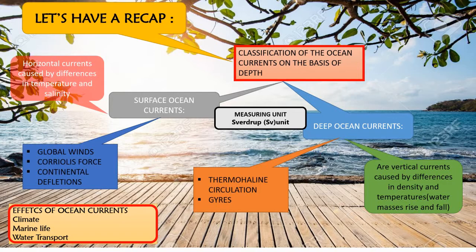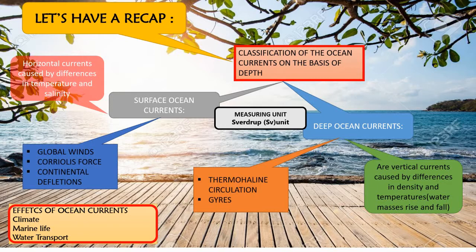Both the currents, the surface ocean currents and the deep ocean currents, are measured by a unit called the Sverdrup unit. Surface ocean currents are mainly controlled by three factors: the global winds, Coriolis force and continental deflections. Whereas deep ocean currents lead to the thermohaline circulation, because of which ocean water moves from the surface to the bottom and from the bottom to the surface. Warm water is transferred to the bottom from the surface and nutrient-rich cold water is circulated to the surface.